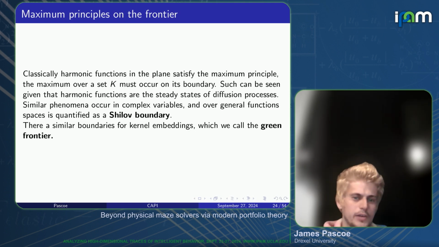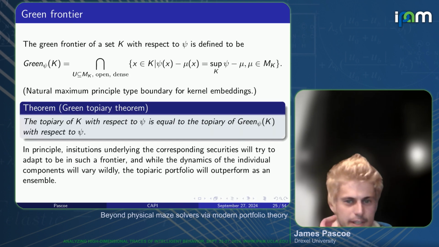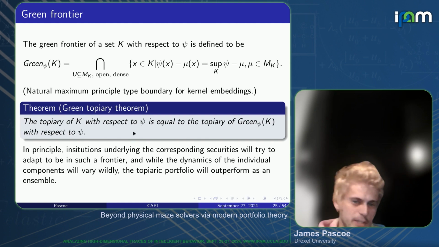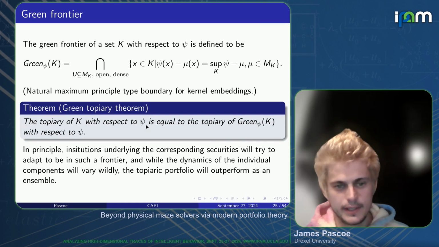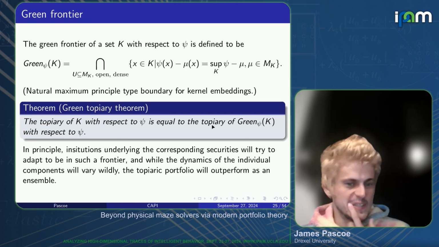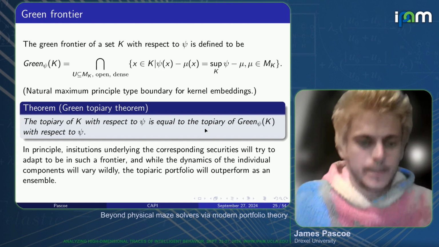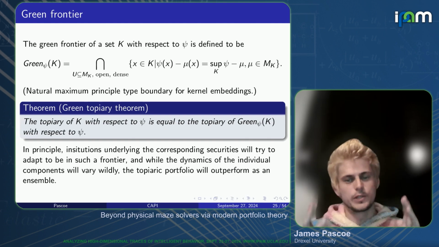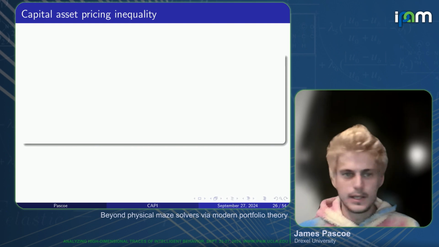Okay, and then there's a maximum principle for kernel embeddings, which we're going to call the Green frontier. It's some complicated thing, but it's exactly the set of generic maximizers. And what we say is that the best possible portfolio made out of general points from omega is the same as taking it from this Green frontier. So we can choose from only some sort of distinguished boundary, which we'll see in a minute. We'll see some pictures in a minute.